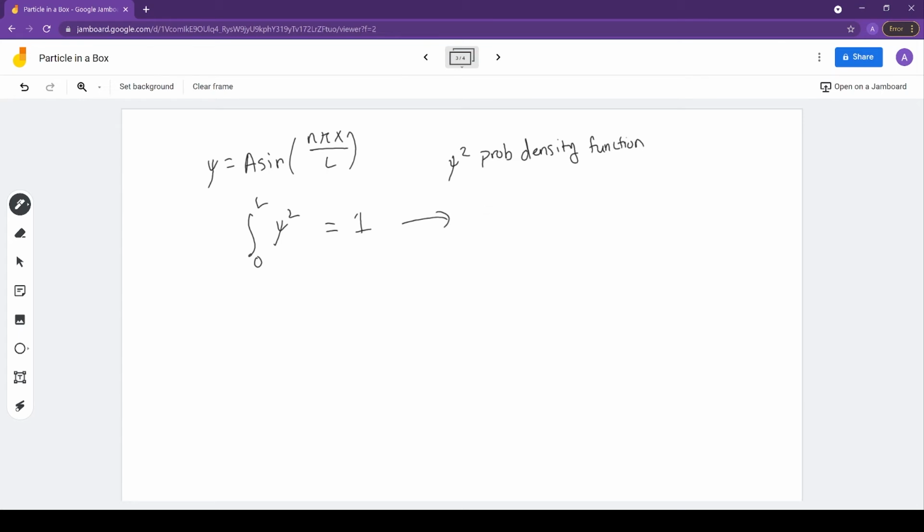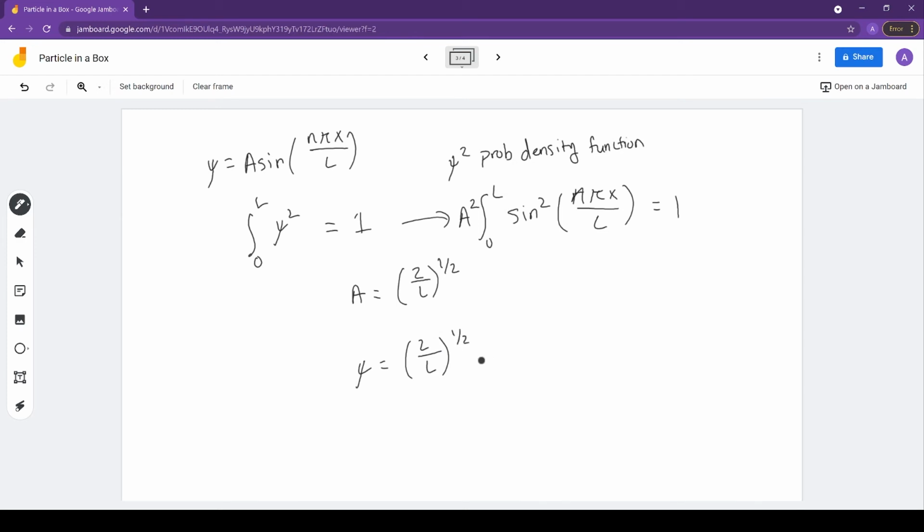So if we plug this in, you would get the integral from 0 to L of A squared sine squared n pi x over L, and set it equal to 1. If you do this, you'll get that A equals 2 over L to the power of 1/2. So our entire wave function would look like 2 over L to the power of 1/2 times sine n pi x over L.